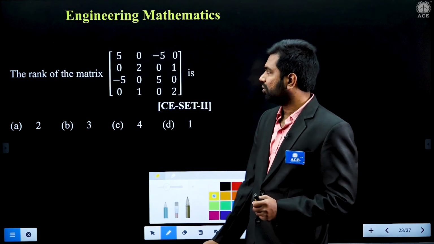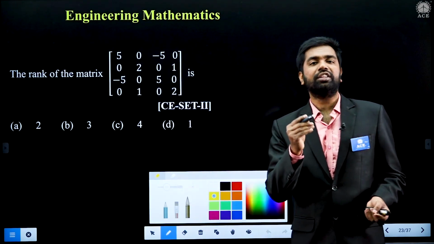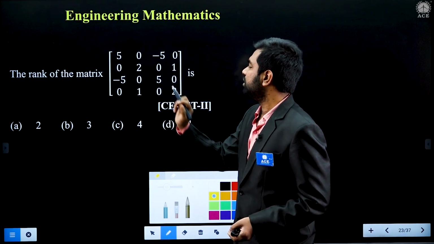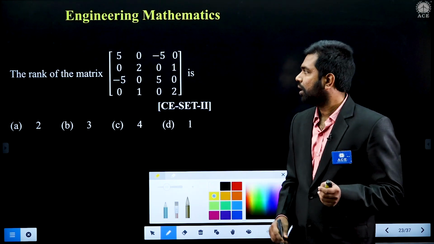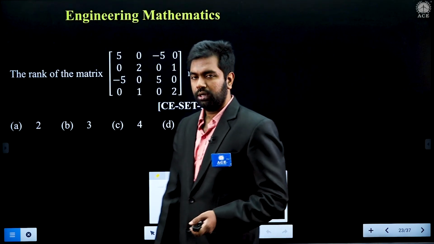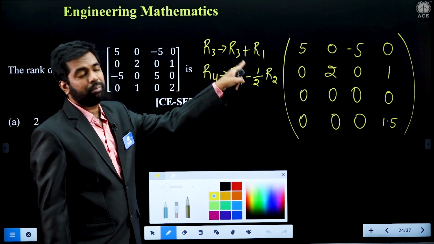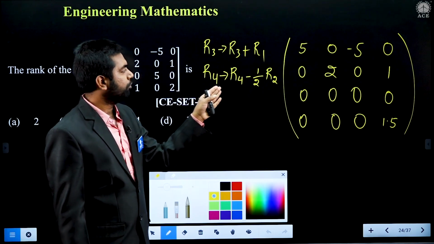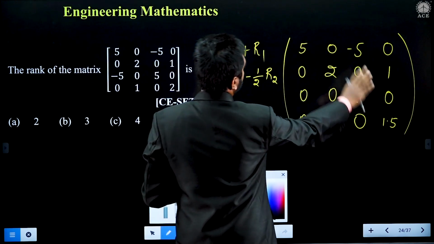So what are the equations that you have to write? You can write R3 is R3 plus R1. Now here you can see 2, here you can see 1. So you can now say R4 is R4 minus 1 by 2 R2. Let's do those steps. Have a look at this. R3 is R3 plus R1 because minus 5 plus 5 gives you 0. R4 is R4 minus 1 by 2 R2. So after this, what you get is this.